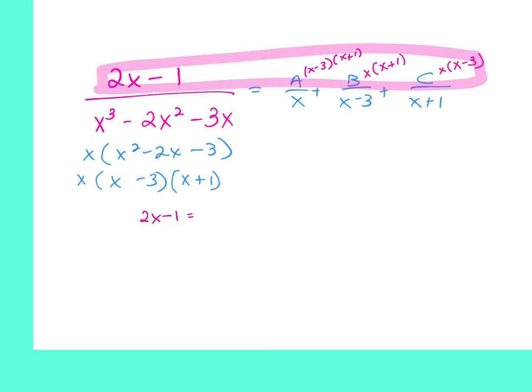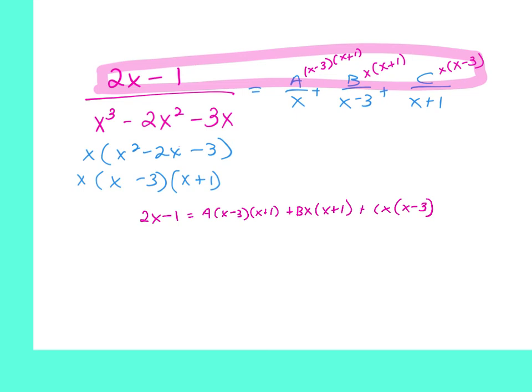2x minus 1 equals a times (x minus 3)(x plus 1), plus b times x(x plus 1), plus c times x(x minus 3).